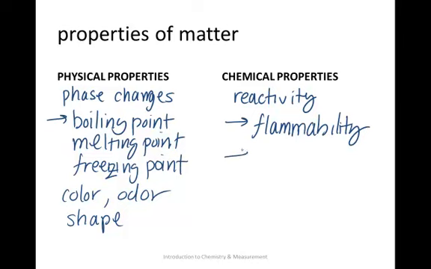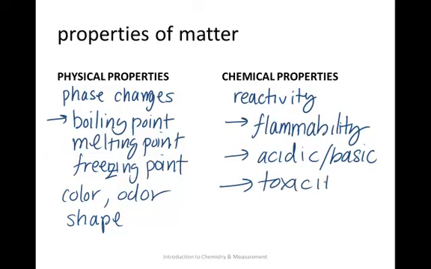Okay, whether or not something is acidic or basic is another chemical property. Acidic or basic, meaning that it's an acid or a base. Whether or not something is toxic, toxicity is another very applicable chemical property. All of those are going to involve chemical reactions, and so therefore change the atomic arrangement, and of course are chemical properties.